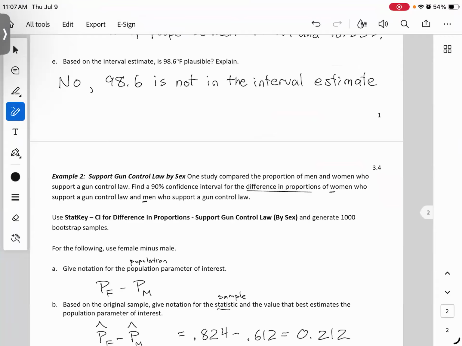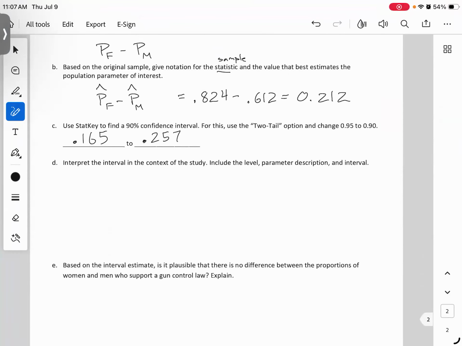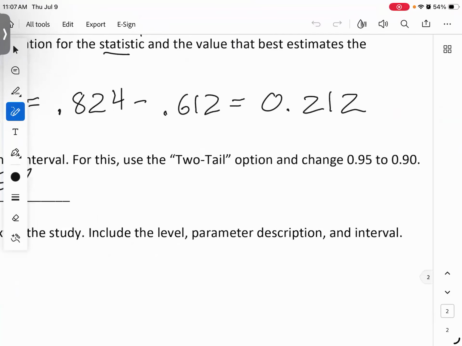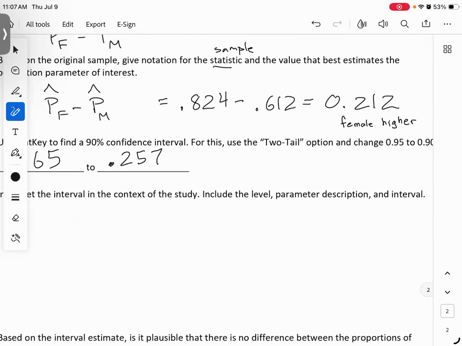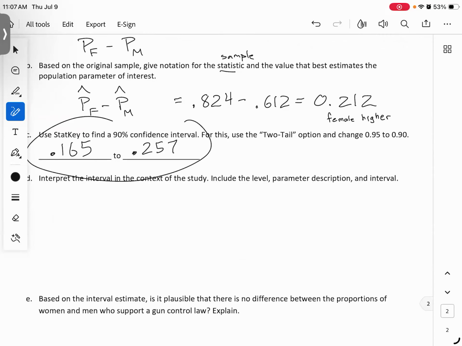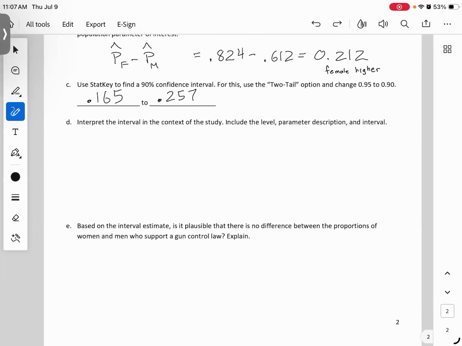Now, that's the interval suggesting the difference between the groups. Now, keep in mind that this 0.212, maybe we'll just put it right here, was this idea that female is higher by about 21%. All that these are doing is suggesting that female is still higher, just maybe not as much as 21%, maybe like 16% or even more, maybe like 20, 25, 26% higher than male.